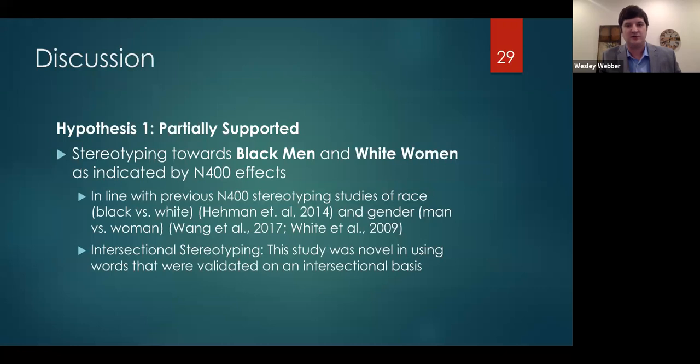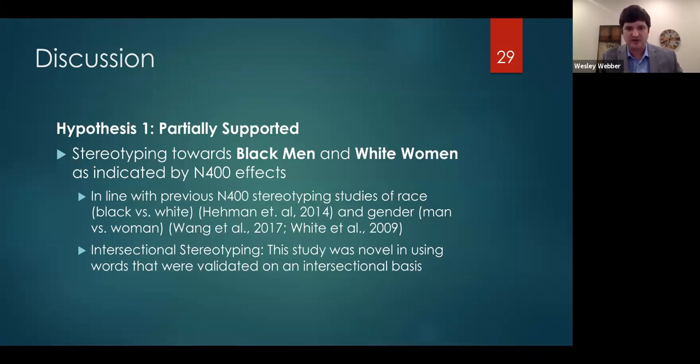Okay, so in terms of the hypotheses, this tells us hypothesis 1 was partially supported because stereotyping towards Black men and white women was found. Finding something like this does go in line with previous N400 studies that have shown that stereotyping can be indicated through N400, but this study was novel in that I validated these words by combining 2 different groups of people, so race and gender.